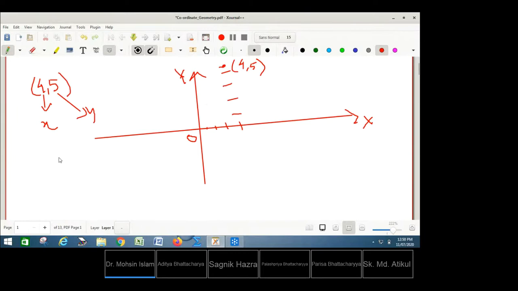Suppose you have a negative point, minus 3 comma minus 5.